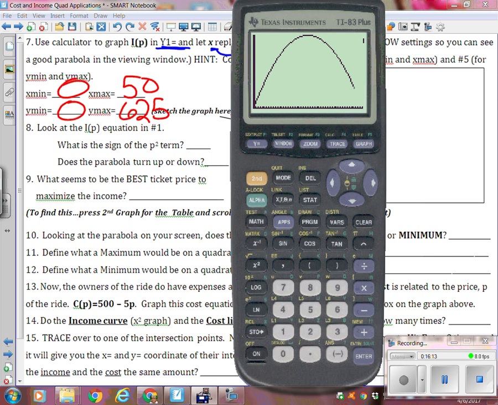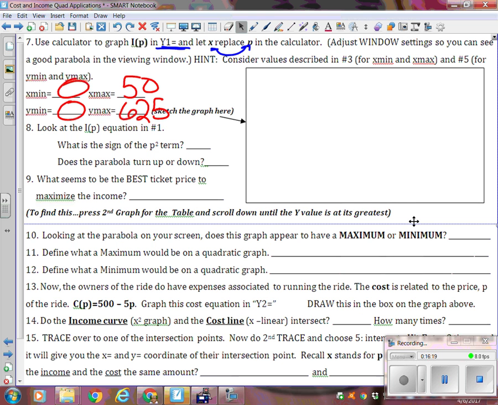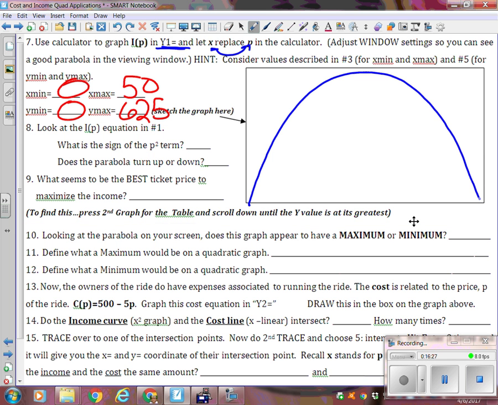Oh, guess what that looks like? A perfect rainbow or a perfect what? Parabola. Ding, ding, ding, yay. All right, I gave you a little box. Graph it. You sketch it in your box. You didn't change your windows. Change it to these numbers, 0, 50 and 0, 625. Yeah. If you press zoom 6, it does change back.